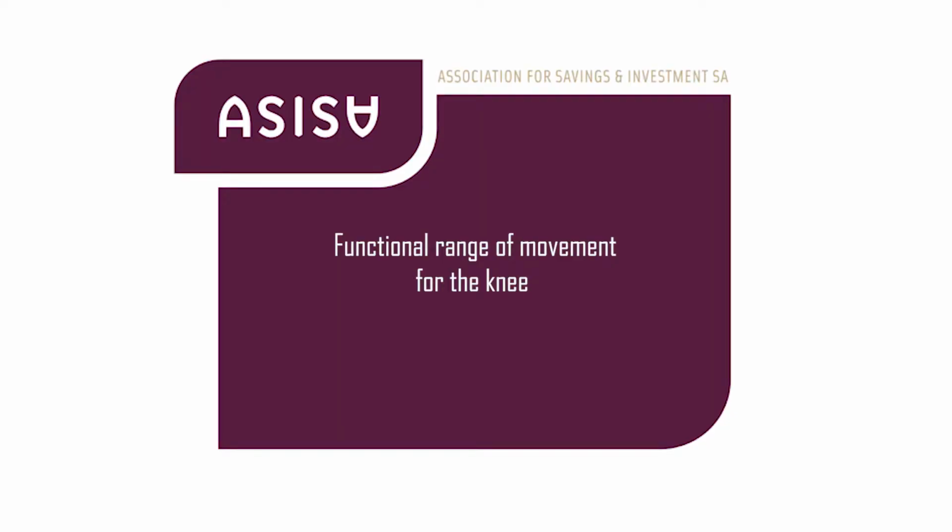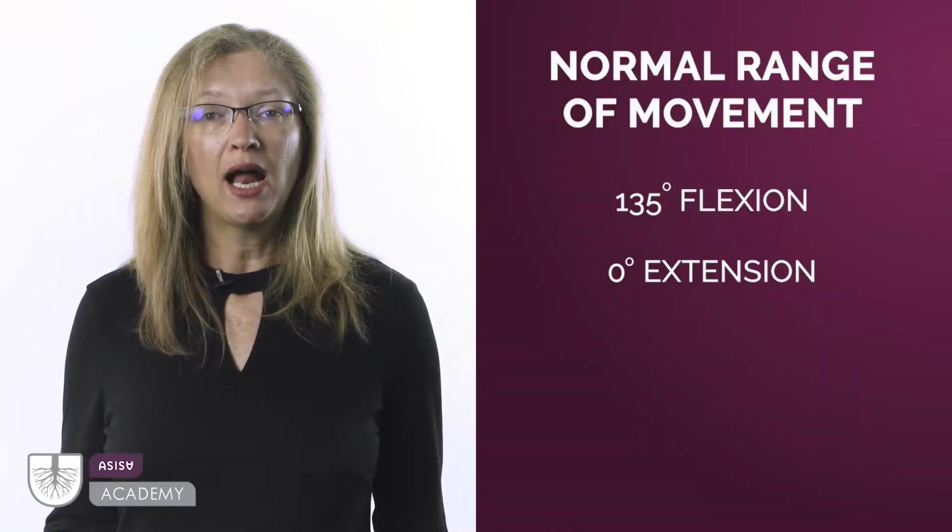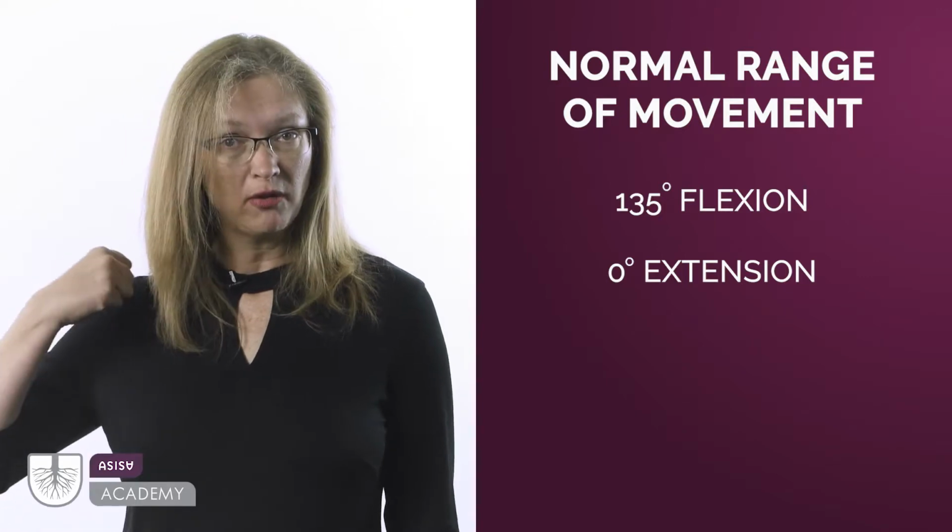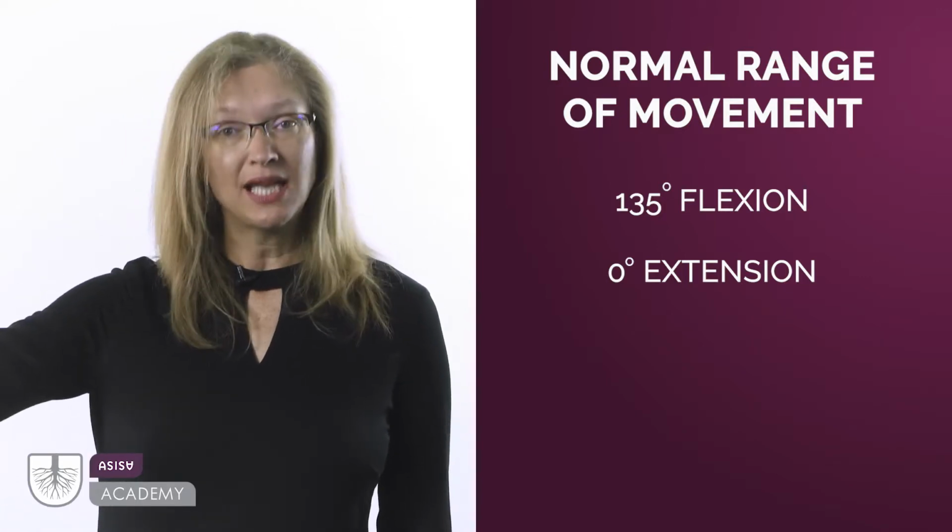The functional range of movement of the knee. I want to use as an example to show what a normal range of movement will be, but then also compare it with a functional range of movement and understanding how it affects our abilities. The normal range of movement is 135 degrees flexion of the knee and 0 extension of the knee.